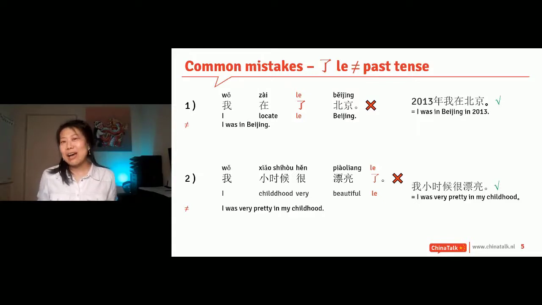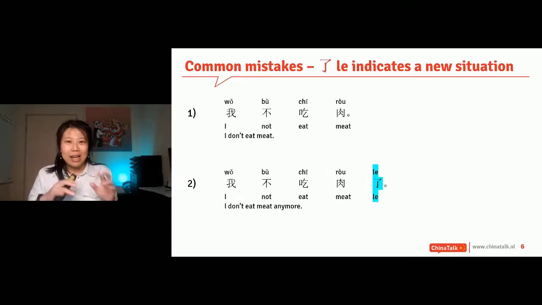And then let's have a look at le at the end of the sentence. Le indicates a new situation. What does this new situation mean? So here we have two sentences. 我不吃肉. And the second one has a le at the end of the sentence. 我不吃肉了. So the second one with le indicates the situation 我不吃肉 is new, which means before I did eat meat and now I don't. And the first one, 我不吃肉, only focuses on this moment, now. It doesn't give any information about before or in the future.